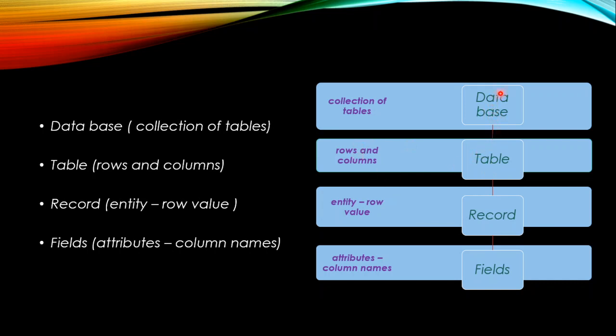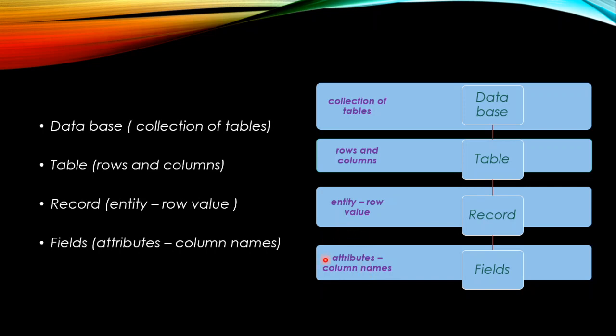So the database is at the top of the hierarchy. A database consists of many tables. A table consists of many rows and columns, that is the records and the fields. A record is all the information about a person, and a field is all the information about a particular column or a particular attribute.